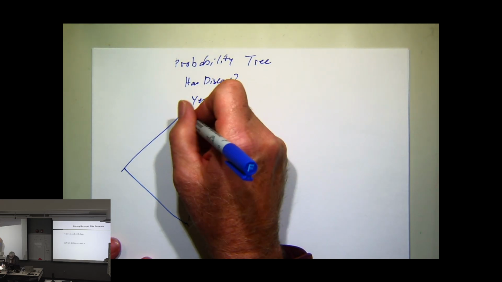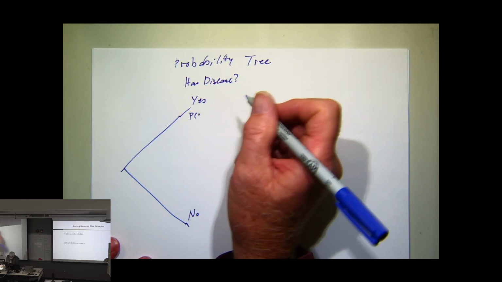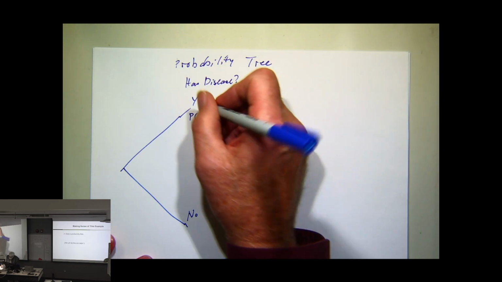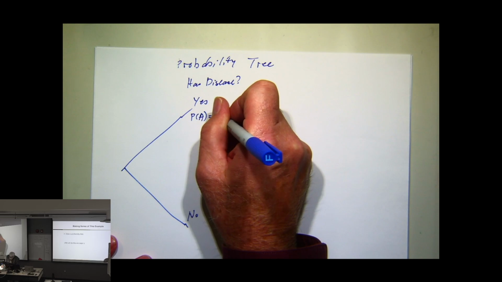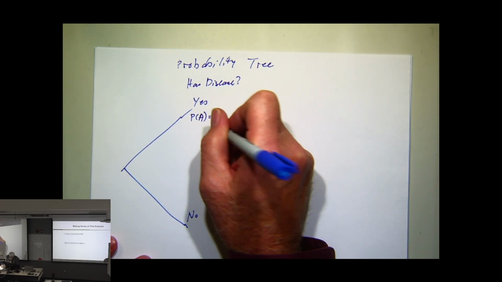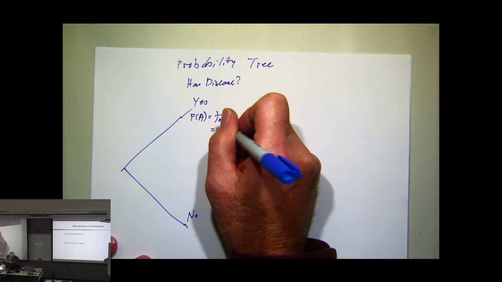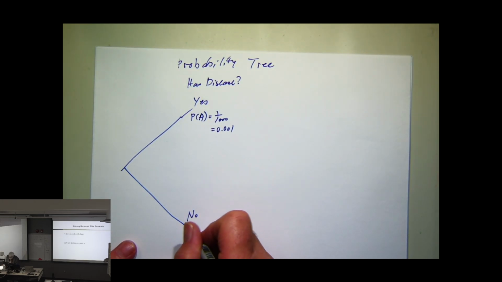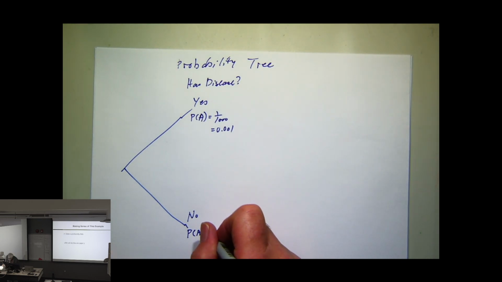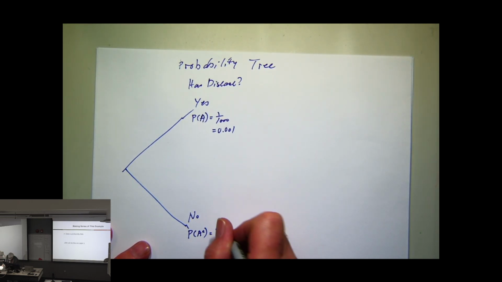And the probability of a yes is, and that's the A, the probability of A is 1 in 1,000, equals 0.001. So the probability of not having the disease, that's just the complement of A. That's the probability of A complement. I've got to keep remembering to use the little c's. I like primes, but that's me. So, that's 999 out of 1,000, which is 0.999.